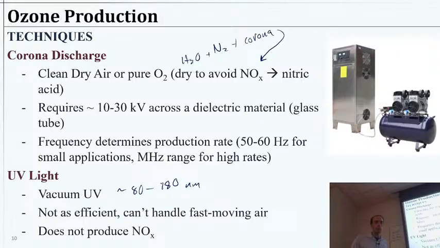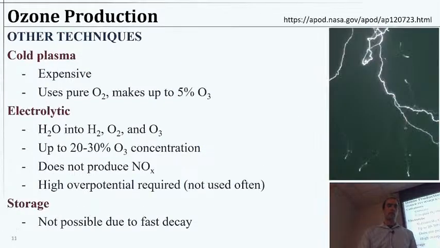It's not super efficient. You can't really do a huge flow rate of air with this. As you might see, if it's only penetrating a small way into the atmosphere because it's being absorbed so strongly, then we have some issue there potentially. But it does not produce nitric oxide, so that's maybe a plus. So we have a few ways to make it.